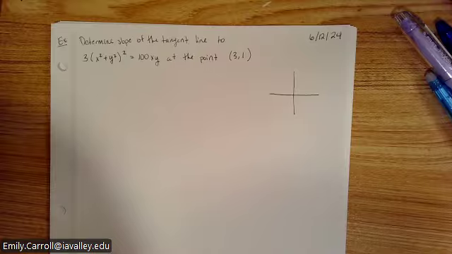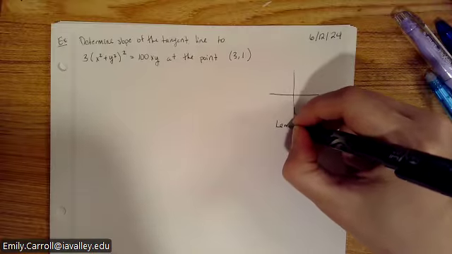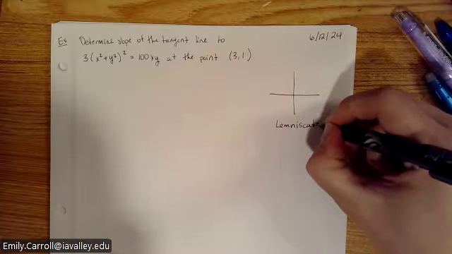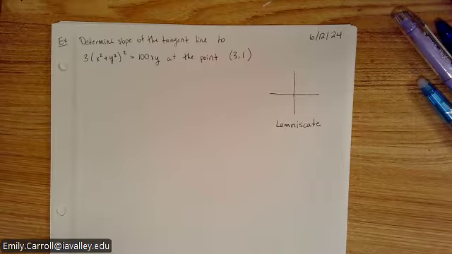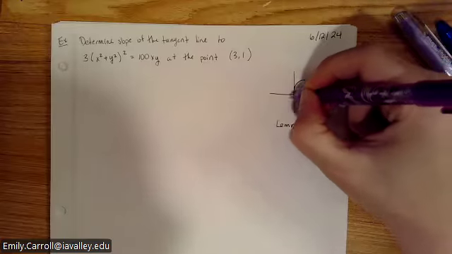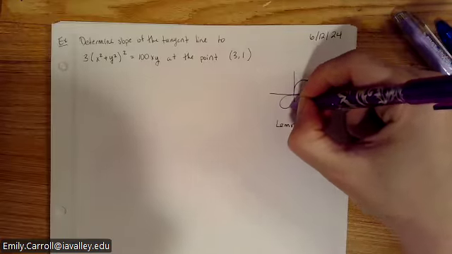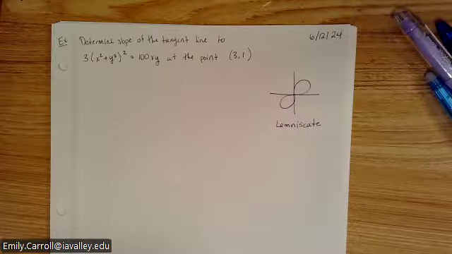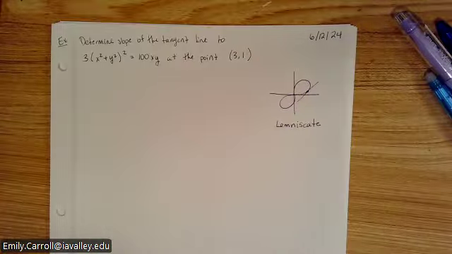This curve is actually something called a lemniscate. And I don't know a ton about this curve or what it does for us or why it's important or what its applications are, but I think it looks pretty cool. It's like a little sideways 8. Something like that. And then the point 3, 1 is over here. So we're looking for that slope.